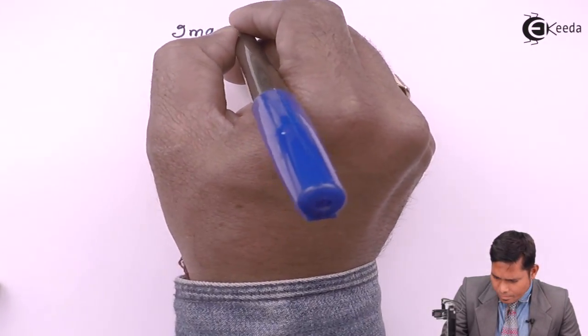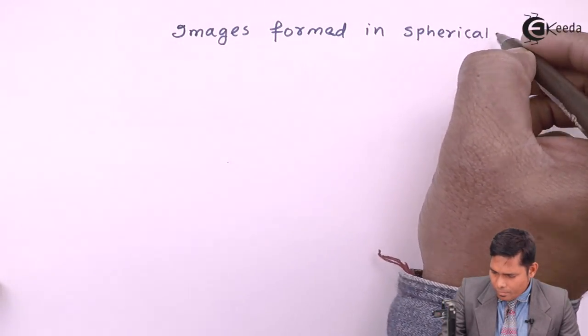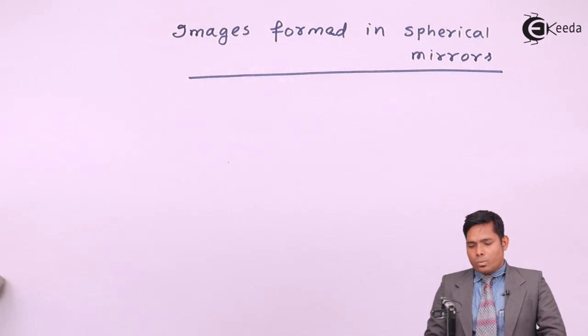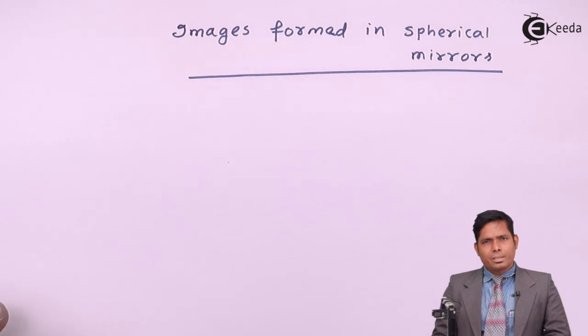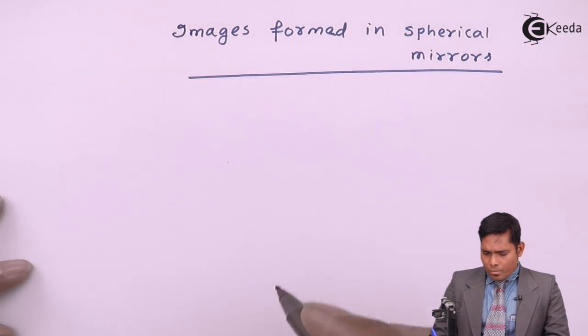Hello students, before deriving the mirror formula, we will understand how images are formed in spherical mirrors. So let us think of the images that are formed by spherical mirrors. We have two types of spherical mirrors: one is the concave mirror, another is the convex mirror. So let us take them one by one.